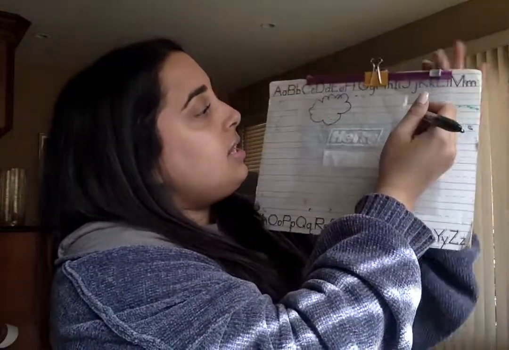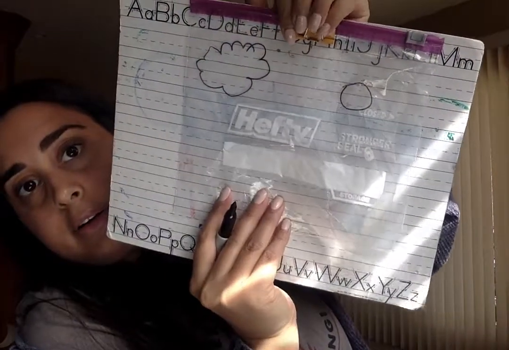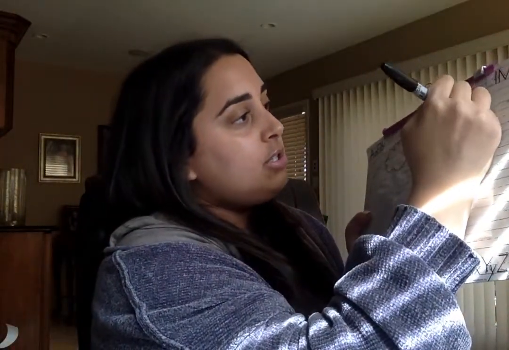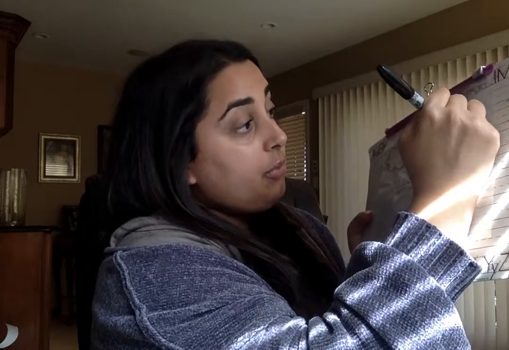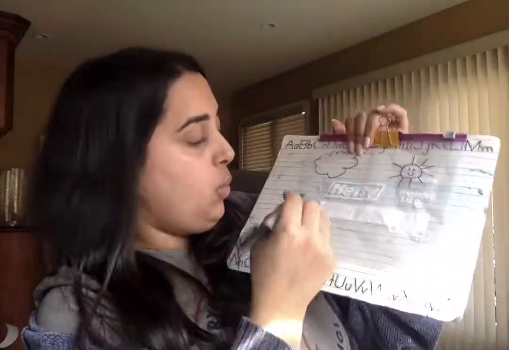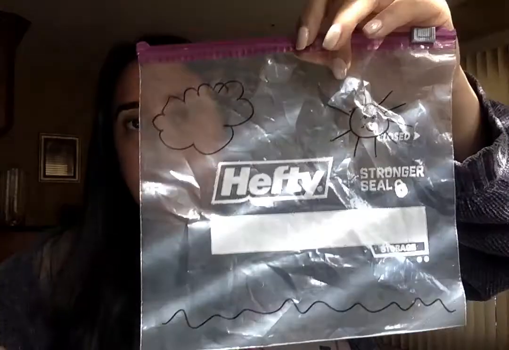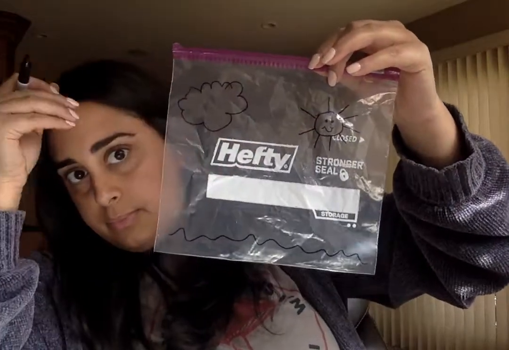Then we're going to add a sun. So I like to do a circle, just like that. And I'm going to just add the sun rays, like that. You could do a little smiley face for your sun, a happy sun, like that. And then on the bottom, you're just going to do some waves. Just a squiggly line. And it's going to look like this. That's all you have to do.